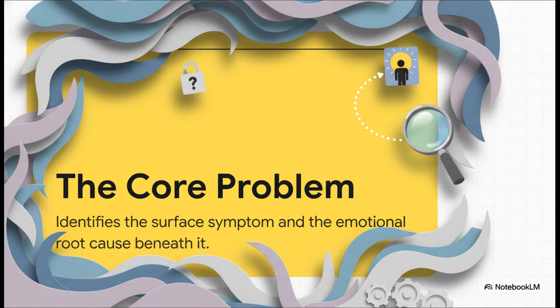Okay, the first and probably most critical thing it pulls out is what's called the core problem. This isn't just about the practical issue they're facing, like, oh, I need more customers. No, the AI is designed to find the emotional root cause right underneath it, like, I feel professionally invisible and I'm terrified of being left behind. See the difference? That's a total game changer.